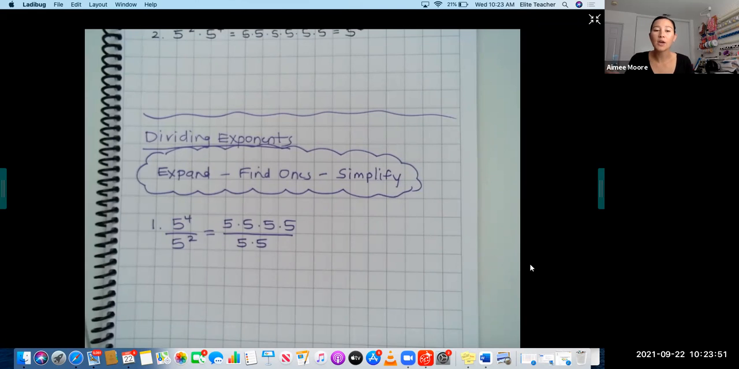And then finding ones, a 1 is where the top and the bottom are the same, right? Like 5 divided by 5 is 1. And so we can cross those off. 5 divided by 5 is 1, so we can cross it off. And then we have another 5 divided by 5.